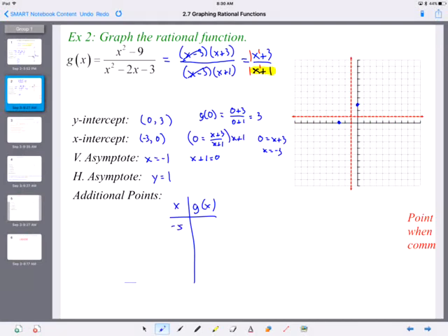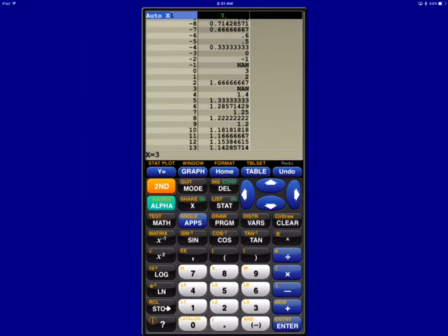I need to go back and check, but I think -5 was at 0.5. -2 was -1. 1 was at 2. And then 3 was undefined. So I'm going to check that -5. I couldn't remember. So at -5, we're at 0.5. Okay.